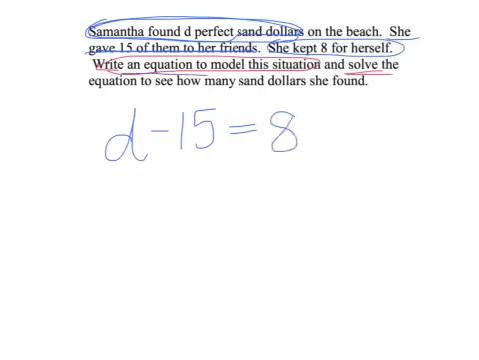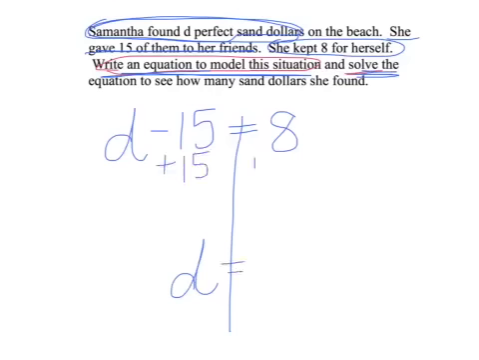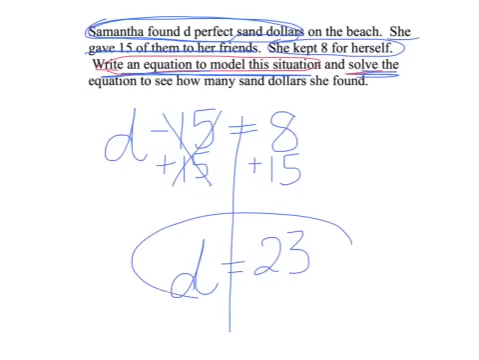We're done with writing the model, and now we'll move on to the solving part. So I'm going to split the equation just like I did in the previous problems. I want to get the D by itself. I need to undo minus 15, so I'll be adding 15. Minus 15 plus 15 is nothing, it's 0. And 8 plus 15 is 23. Then we'll know that she started with 23 sand dollars.